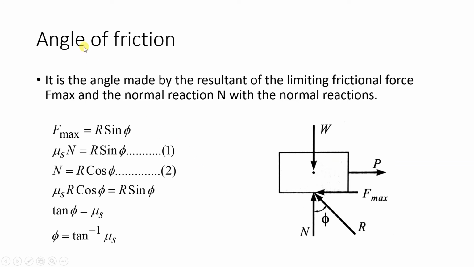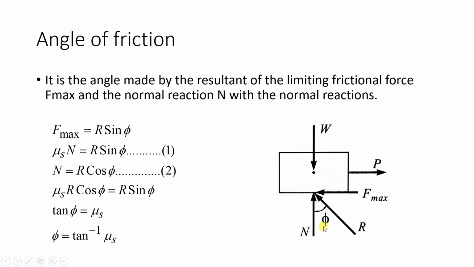Next we will see angle of friction. Here again an example has been shown. This is a block, and it is kept on a surface, and effort is applied towards the right side. Because of that, friction force will be towards the left side, because the body will tend to move towards the right side. This diagram is an FBD, that is why the bottom surface is not shown. So Fmax is towards left, normal reaction is there. This R is the resultant of Fmax and N. Fmax is the limiting frictional force, and N is the normal reaction.